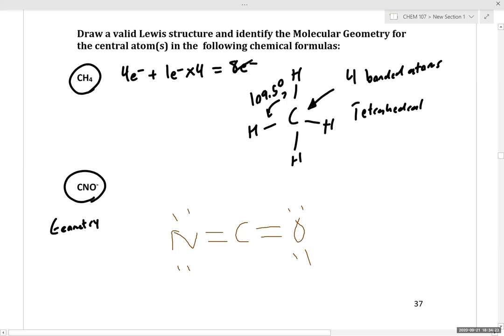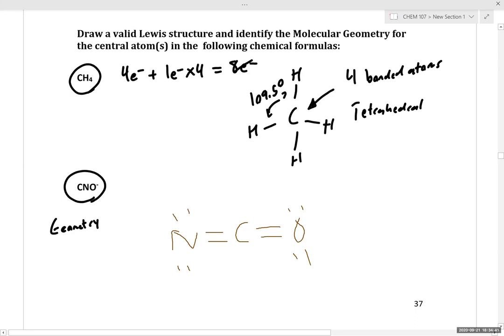And don't be shy to share your alternative Lewis structures. And we'll discuss this example in about another 1.5 to 2 minutes.